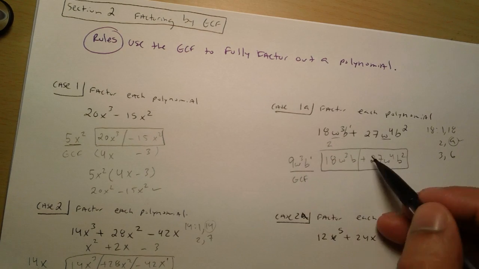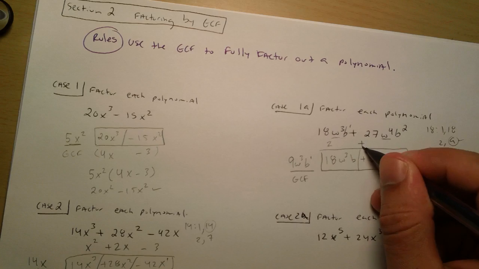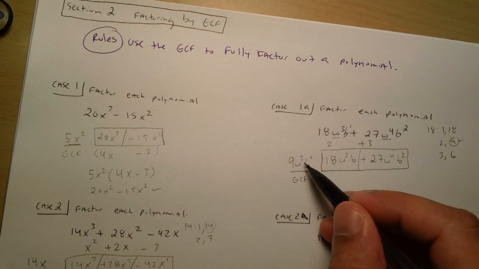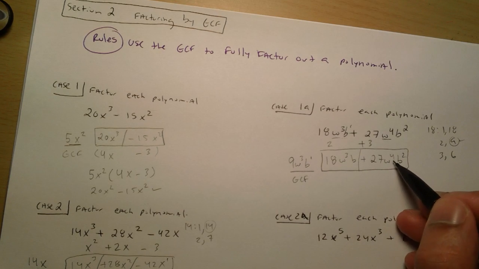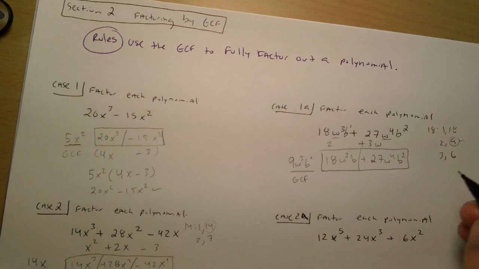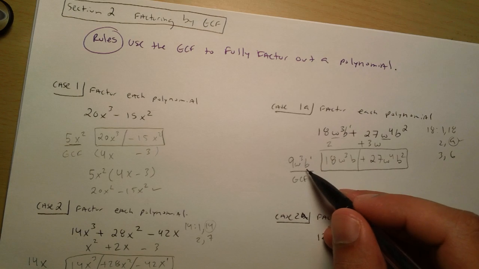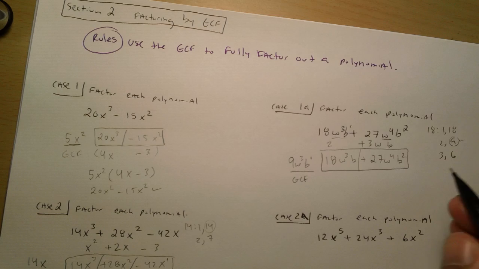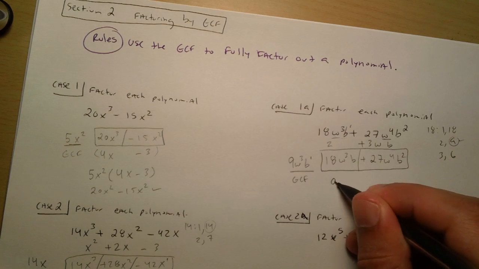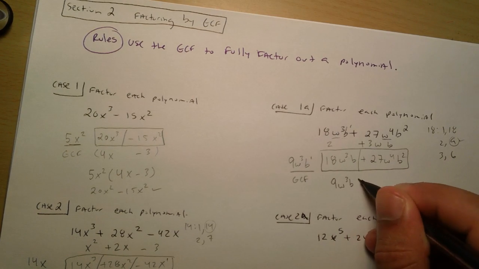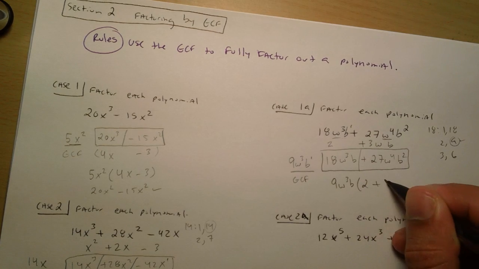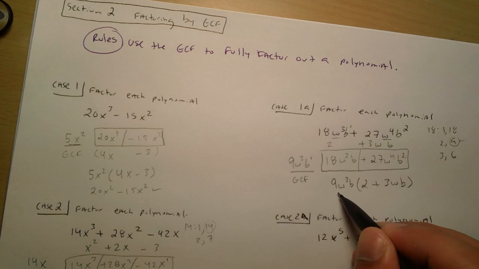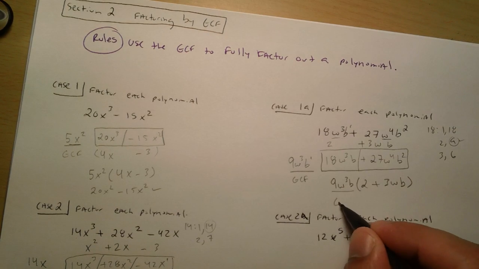Now 9 times what gives you 27? Plus 3. w cubed times what gives you w to the fourth power? Should be a w. b to the first power times what gives you b squared? It should be another b. So our final answer, 9w cubed b times 2 plus 3wb. And that will be our final answer. And here is our GCF.